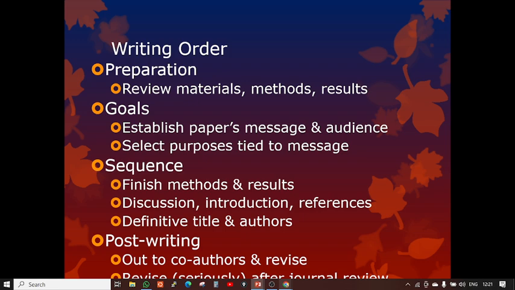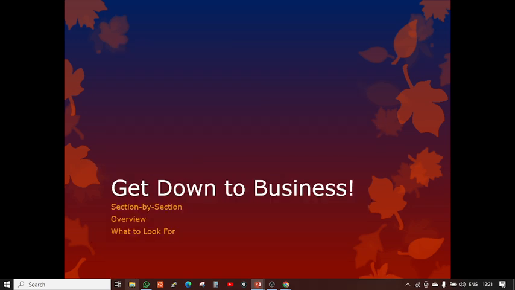Then after writing your research paper, that is post-writing, send it to your co-authors and revise. If you have three or four co-authors, then once your writing is completed, you distribute it to your co-authors and make sure they read it in detail and make corrections if there are any errors. After that, revise and then submit to the journal. Do not haphazardly submit to the journal without revisions. So this is the proper writing order.